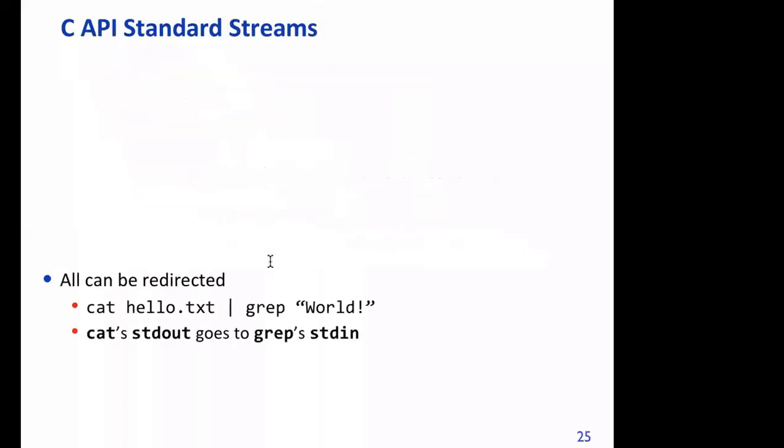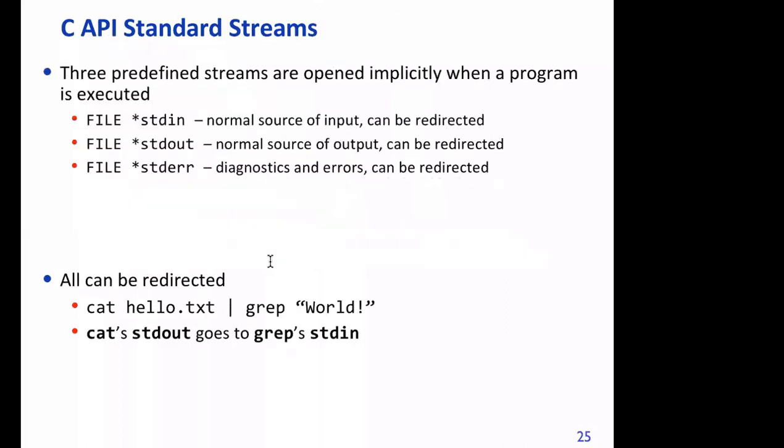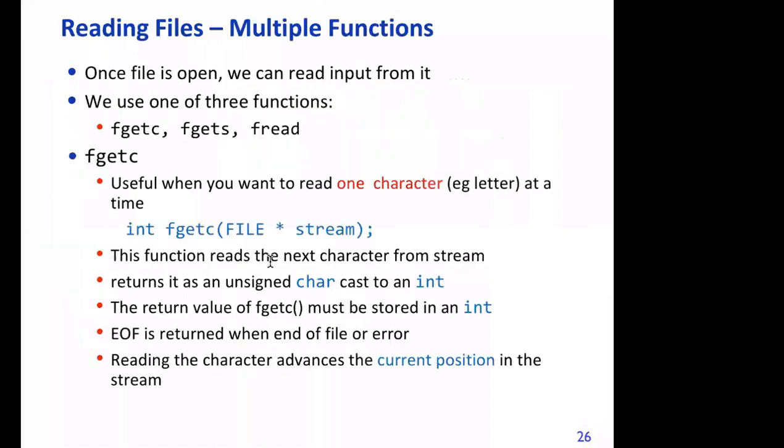Now of course, we know this: 3 standard files are always open, and correspondingly here, 3 standard streams are always open when a program is executed, which are stdin, stdout, and stderr. So we know this, and let's not discuss it any further.